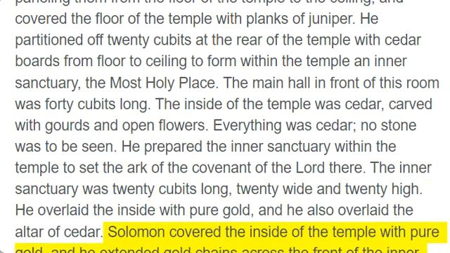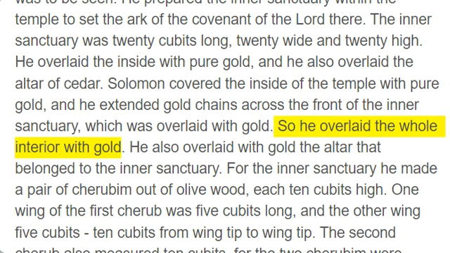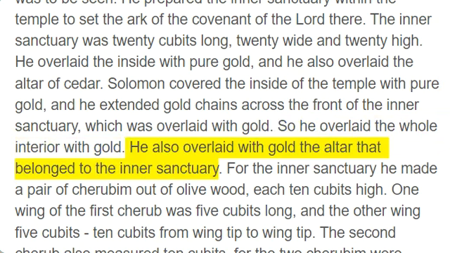Solomon covered the inside of the temple with pure gold, and he extended gold chains across the front of the inner sanctuary, which was overlaid with gold. So he overlaid the whole interior with gold. He also overlaid with gold the altar that belonged to the inner sanctuary.